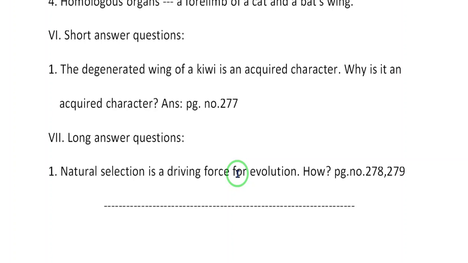So these are the answers for today's study portion. Have to learn thoroughly.